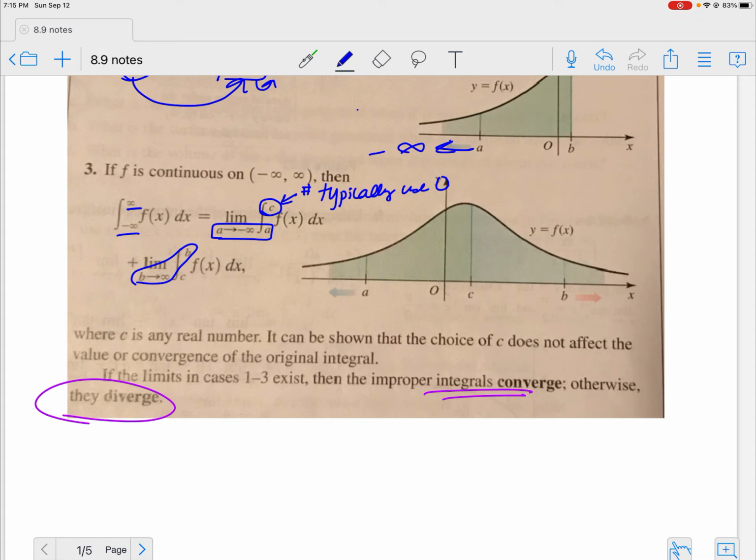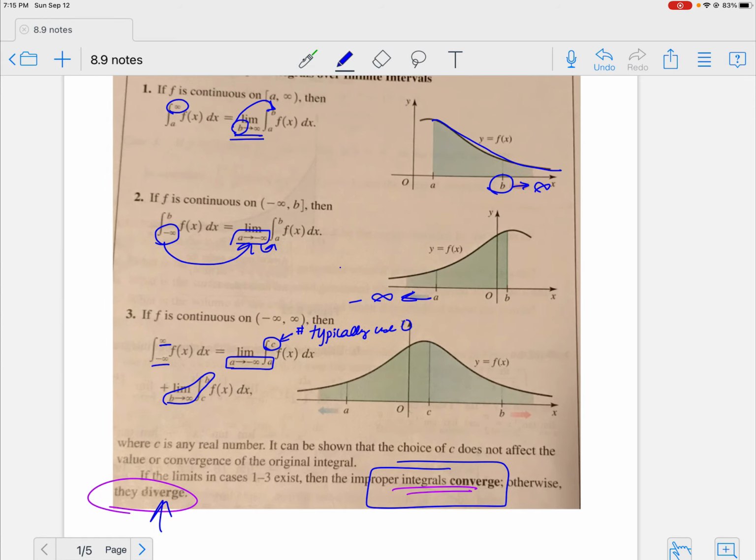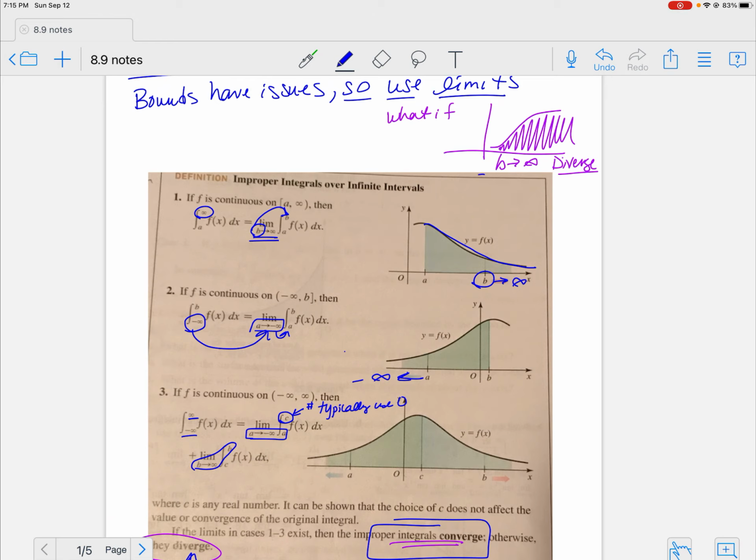So again, I just want to point out, if you get some actual value for this limit, that converges. And it converges to that value. If it goes to infinity and it doesn't have a limit, then it diverges. All right. And that's what this image up here is all about, what it would look like to diverge. Okay. Well, you know we're going to do examples, so sit tight. It's coming at you.